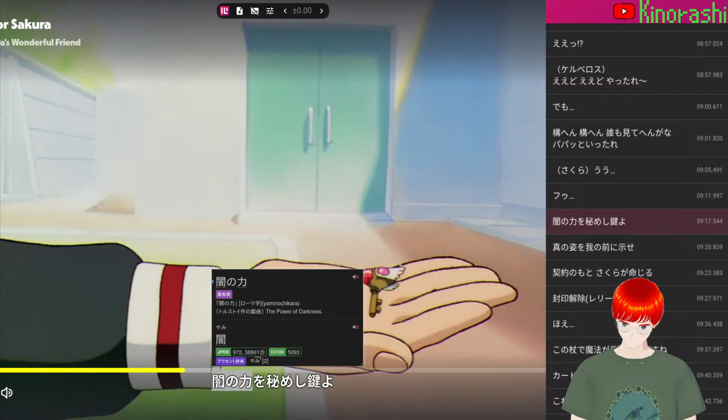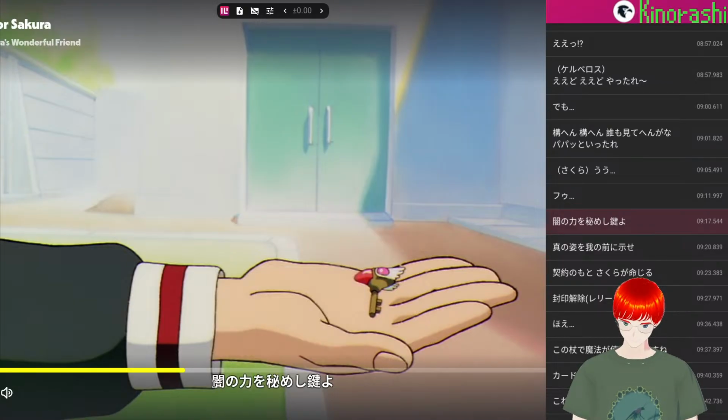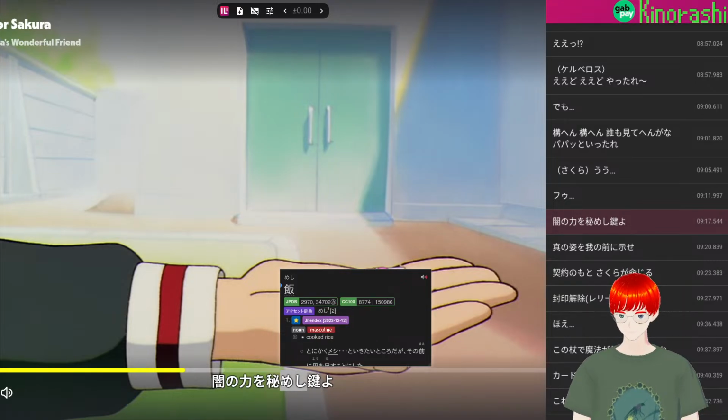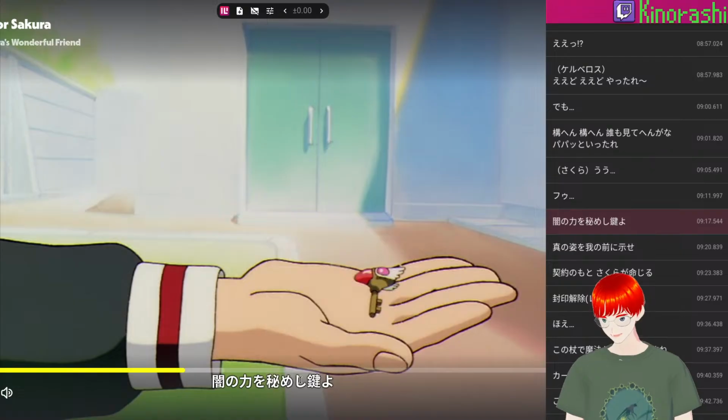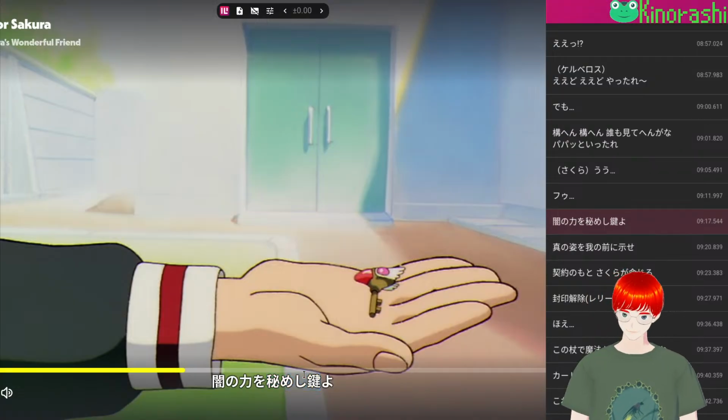So Yami no chikara, dark power. So Yami no chikara o himeshi kagi. So dark power hidden by the key. What is this hidden key? Dark power. Oh, that's right. This whole phrase goes to describing the key. So hidden dark power key. So Yami no chikara o himeshi kagi yo.